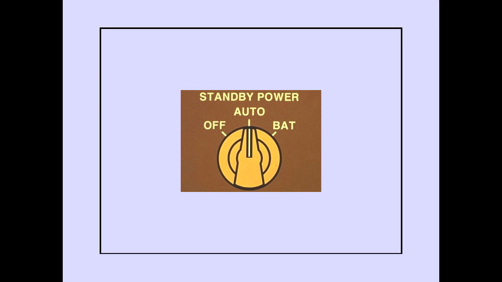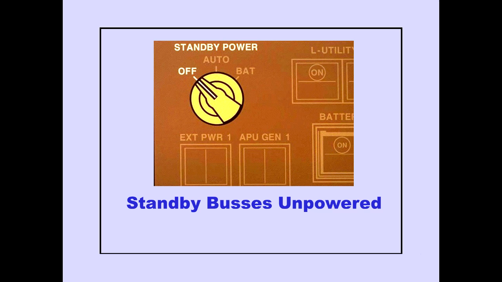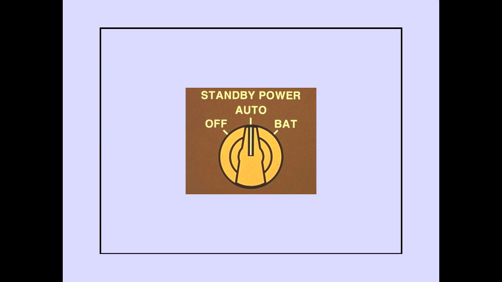A three-position standby power selector is located in the upper left corner of the electrical system panel. With the standby power selector off, both standby buses are unpowered. Rotating the standby power selector to auto allows the standby buses to be powered. Auto is the normal selector position for flight.